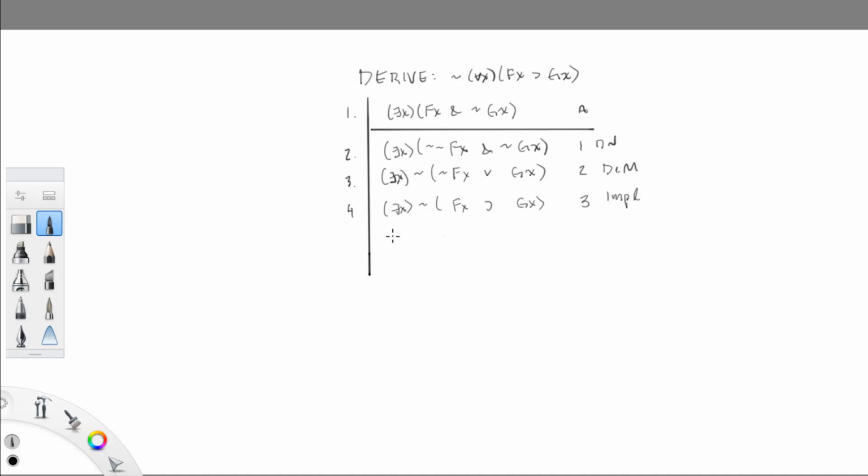implication. And then the moment we've all been waiting for. Let's take this tilde on line 4. We're going to drag it to the left across our existential quantifier. And when we do that, we've got to change that existential to a universal.